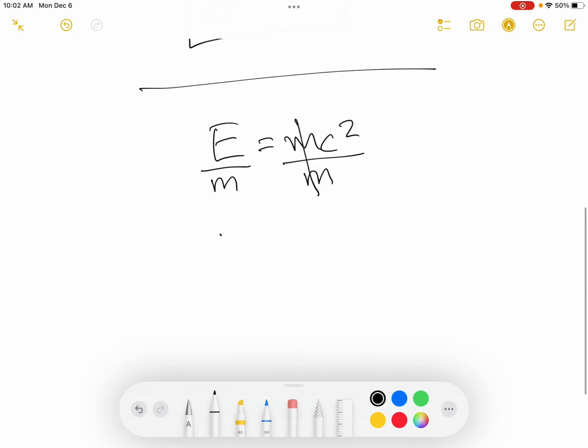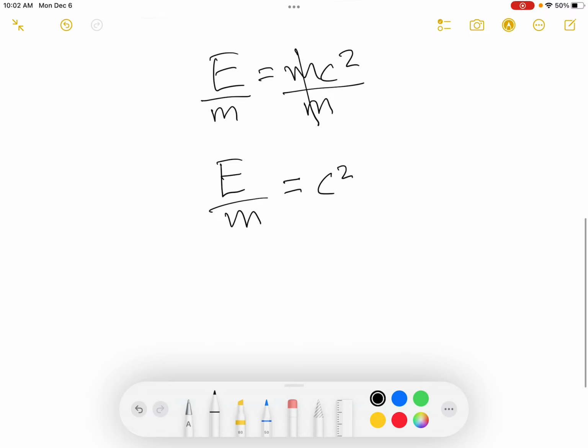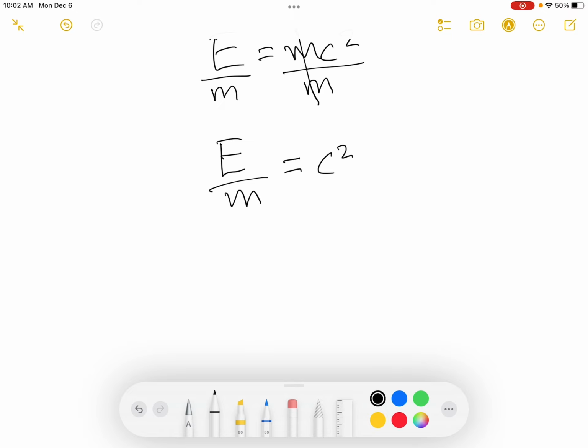So let's rewrite that. We have e divided by m equals 1 times c squared. Well, 1 times c squared is just c squared. So forget about the 1. It's there, we just don't need to write it. It is not doing anything for us. And now we have that c squared. So we're pretty close. The question is how do we get rid of that square?